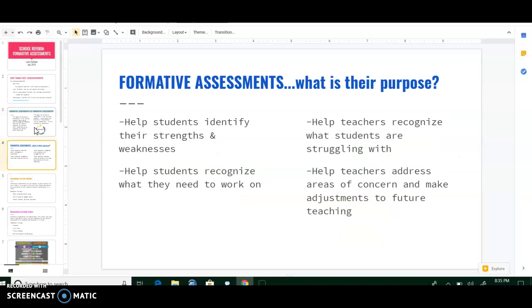The purpose of a formative assessment is to help students identify their strengths and their weaknesses. It will help students recognize what they need to work on, which I think really supports standards-based grading, that other important school reform that we've learned about. It helps teachers recognize what students are struggling with, which can help inform their feedback to students and parents. And it helps teachers address the areas of concern and make adjustments to how they teach in the future.